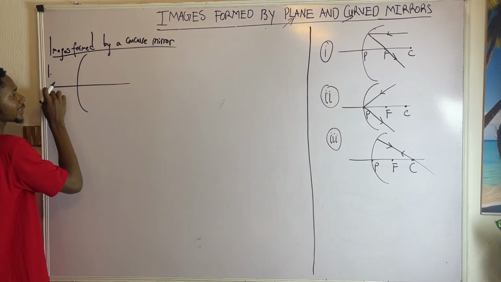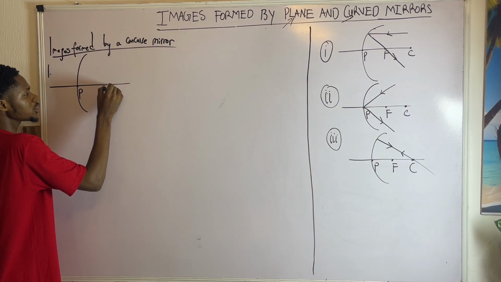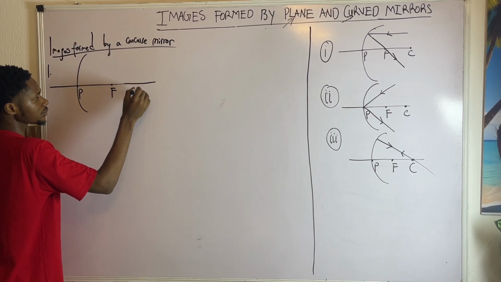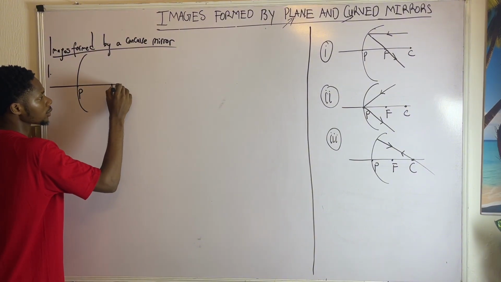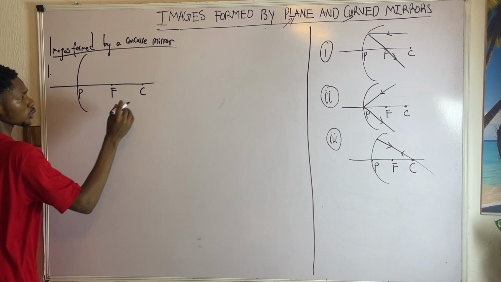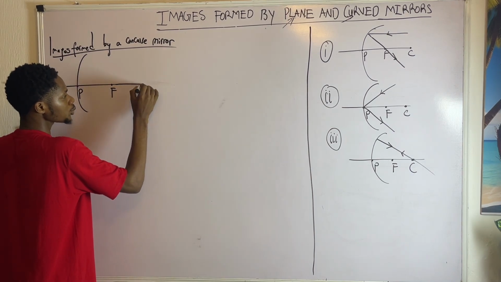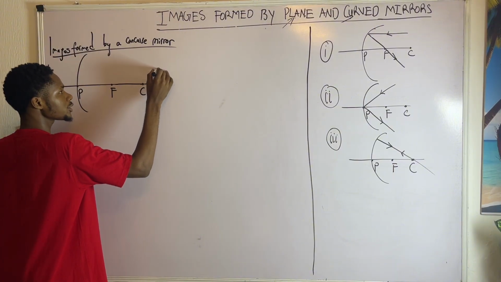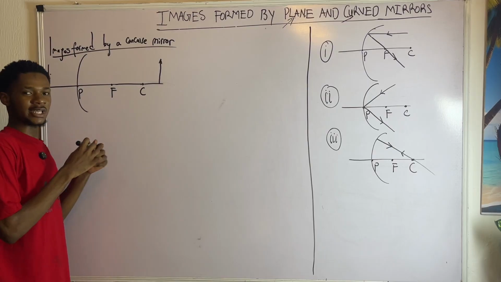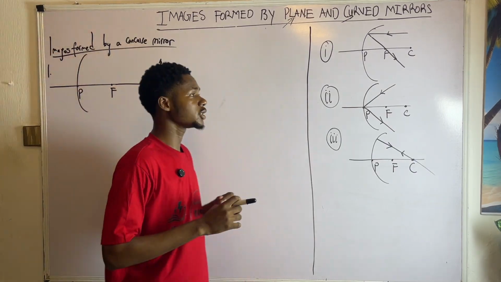So this is the curved mirror and this is our principal axis. This point is our pole. This point is our principal focus. Let's extend this line. This point is our center of curvature. What we are going to do is place the object beyond C. Beyond C means outside C, that is after C, that is where we are going to place it. So I'm placing the object beyond C.